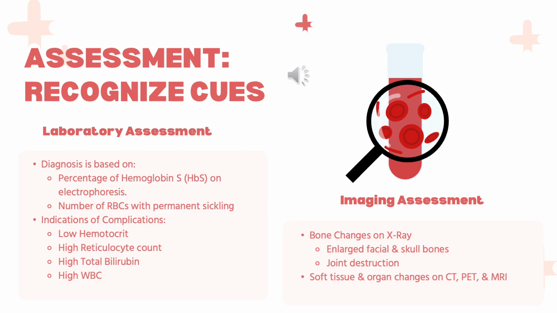We can also have advanced imaging. Things like CT scans, PET scans, and MRIs are very useful for detecting soft tissue and organ changes that are linked to poor perfusion and chronic inflammation. So together, lab and imaging assessments can help provide critical information for diagnosing sickle cell disease. We can also use these assessments to monitor its progression and identify any complications early.